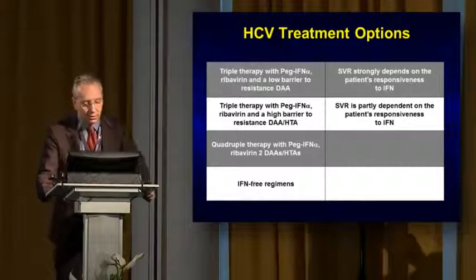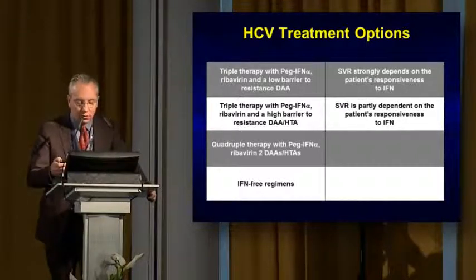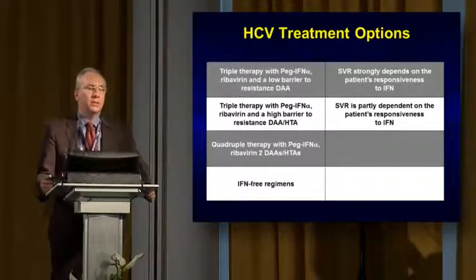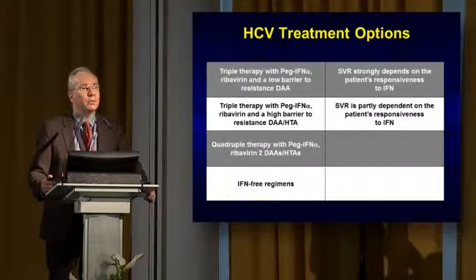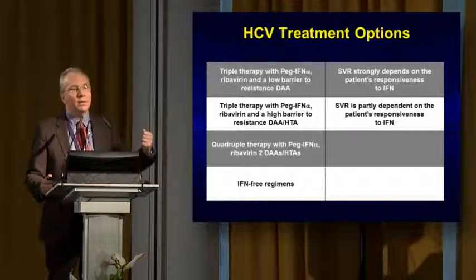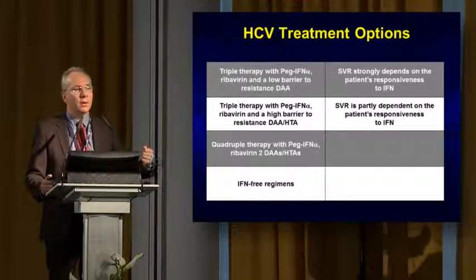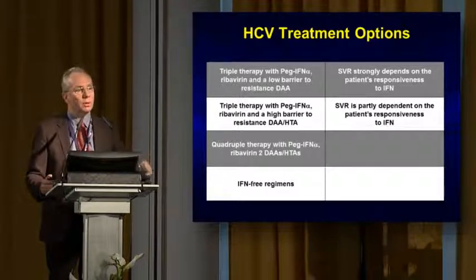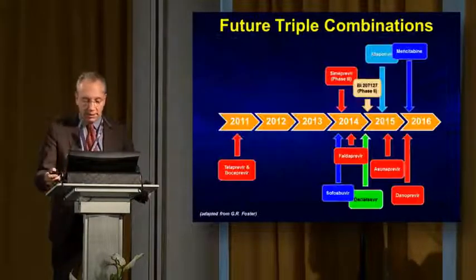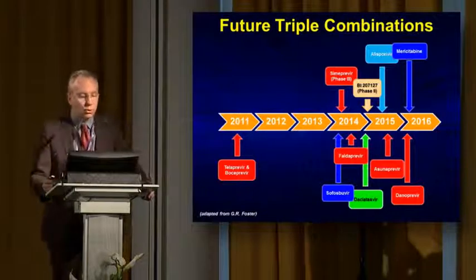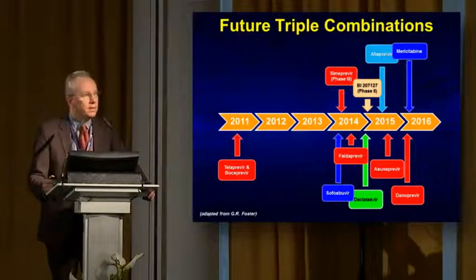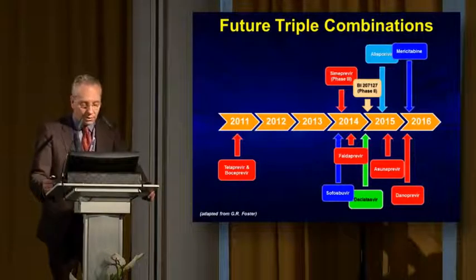The second option is a triple therapy with a drug with a high barrier to resistance. In that case, the SVR is still dependent on the patient responsiveness to interferon, but less dependent. And the reason is that, because you have a high barrier to resistance, you can maintain viral suppression by the inhibitor, and doing so, you restore some interferon responsiveness in the patient. I will show you several triple combinations that will come in the very near future, 2014, 2015, at least in France, UK, Germany, and the United States.